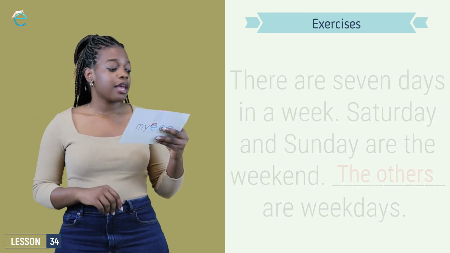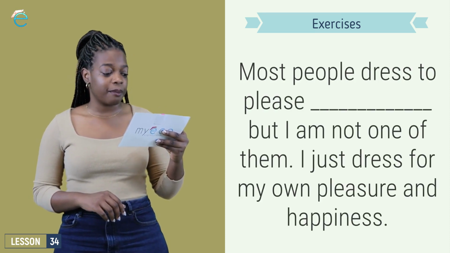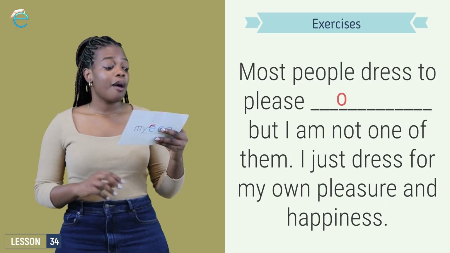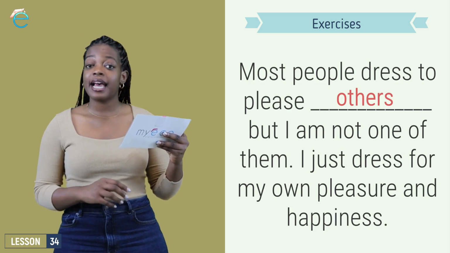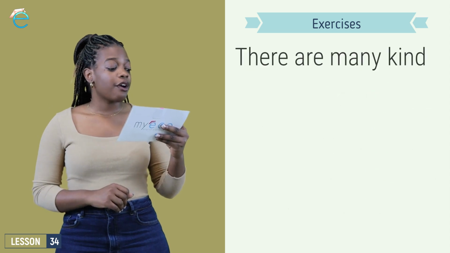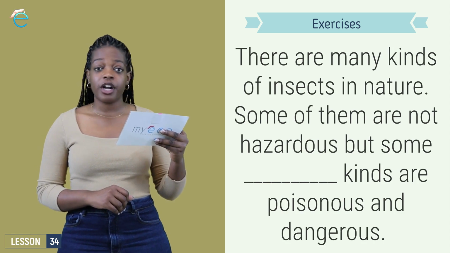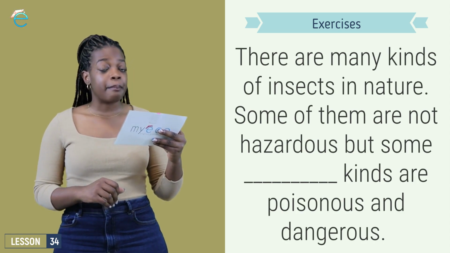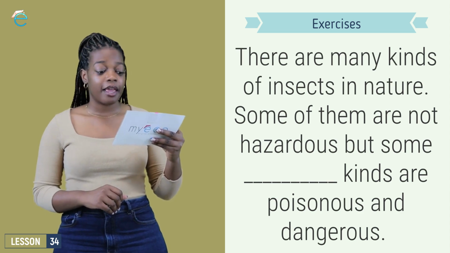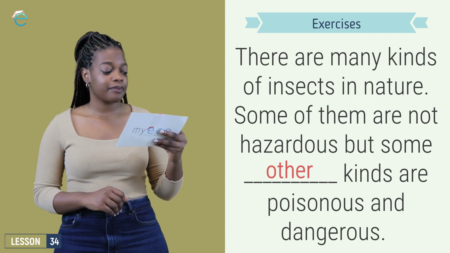Number 2, most people dress to please blank, but I am not one of them. I just dress for my own pleasure and happiness. Most people dress to please others. Number 3, there are many kinds of insects in nature. Some of them are not hazardous, but some blank kinds are poisonous and dangerous. But some other kinds are poisonous and dangerous.